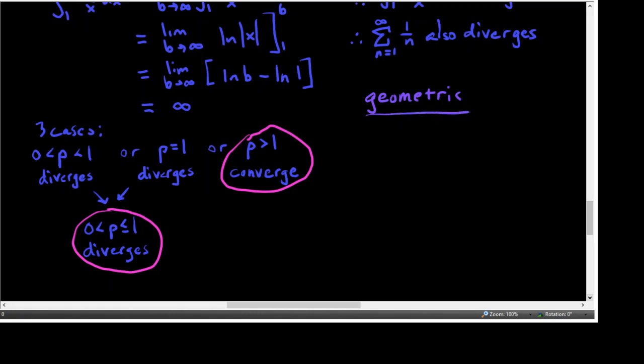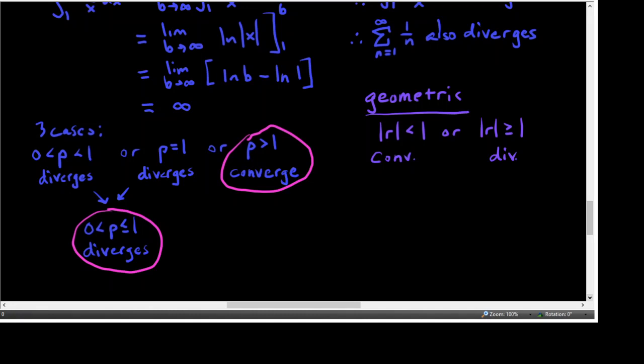The two possibilities were the absolute value of r is less than 1, or the absolute value of r is greater than or equal to 1. This was convergence. This was divergence. So be very careful here. When r, I'm not going to say absolute value because you know you're supposed to do that. If r is bigger than 1, it diverges. But if p is greater than 1, it converges. Just the opposite of what you might have expected.